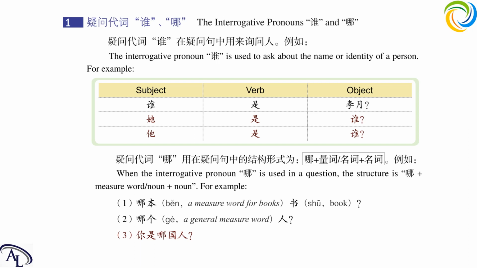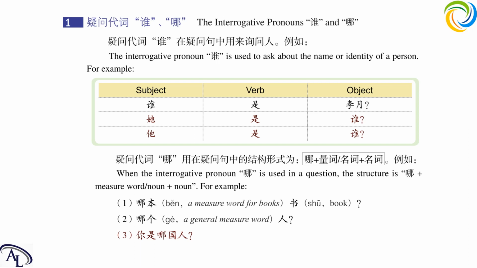First example is 哪本书? 哪 here means which. 本 means a measure word. It is a measure word for books or things that look like books. Okay? 哪本书? 书 means book. So we can see first here is 哪 and then a measure word and a noun here. 哪本书 which book.